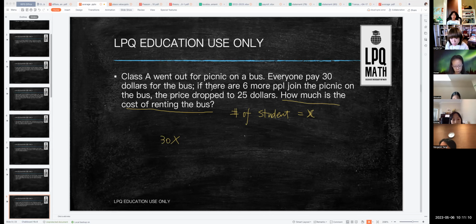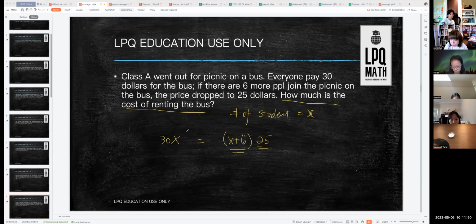Now let's take a look at this one. If 6 more people join the picnic, how many people are there? X plus 6. Very good. Now the price has dropped to 25, so how much does it cost? 25 times what? X plus 6. This is the amount of dollars, and this is how many people, right? Correct, everybody? Get it?